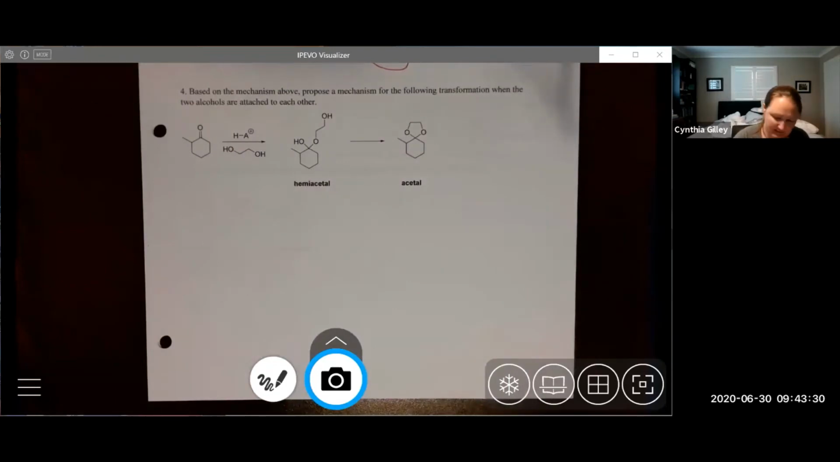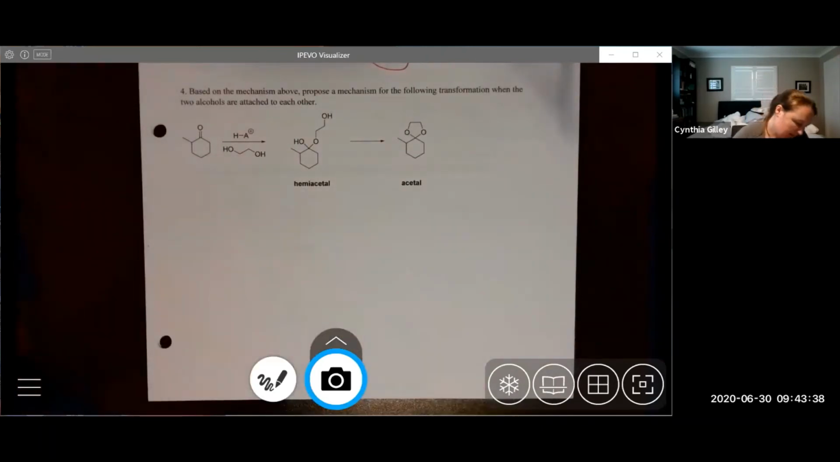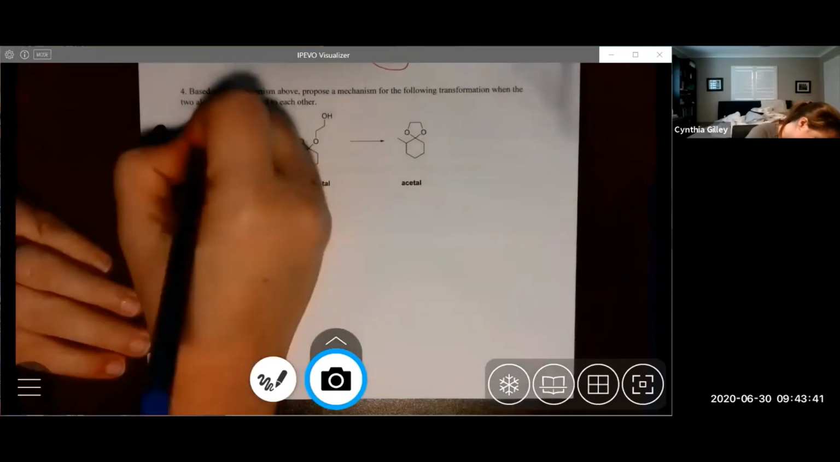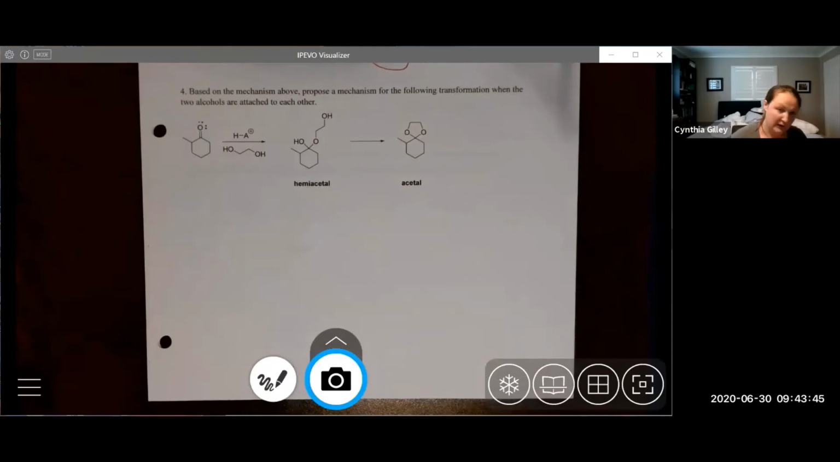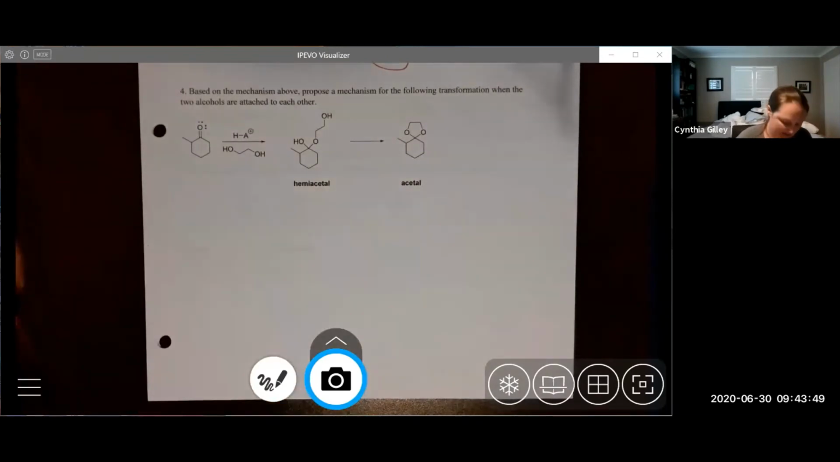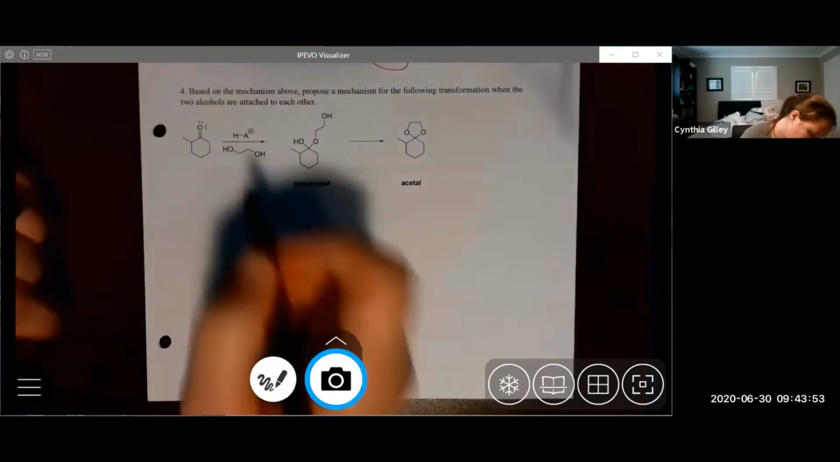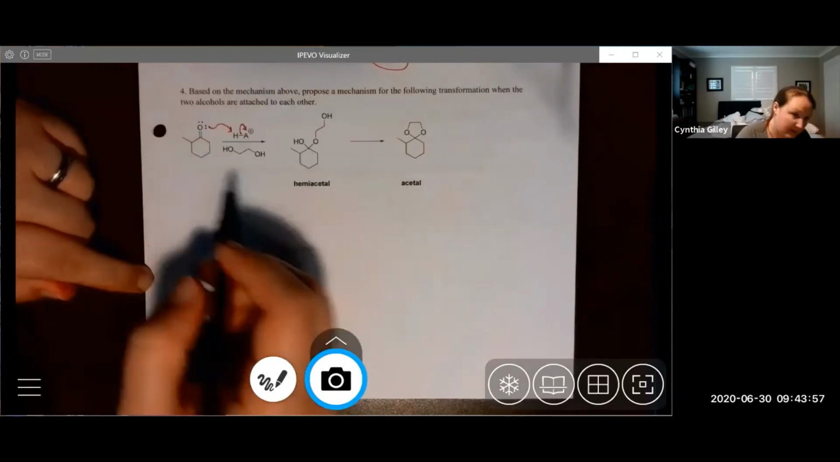All right, so let's start with the mechanism. Remember, when drawing a mechanism, it's important to draw in lone pairs. So we can draw in some lone pairs, and we're going to protonate. Remember, strong acid is the most likely thing that's going to occur here. That activates the carbonyl carbon to become even more electrophilic.